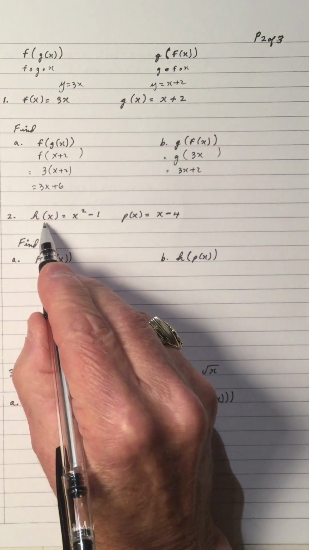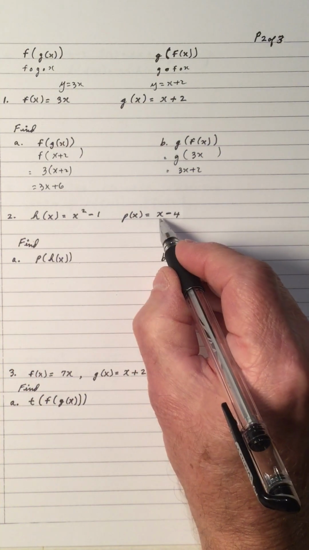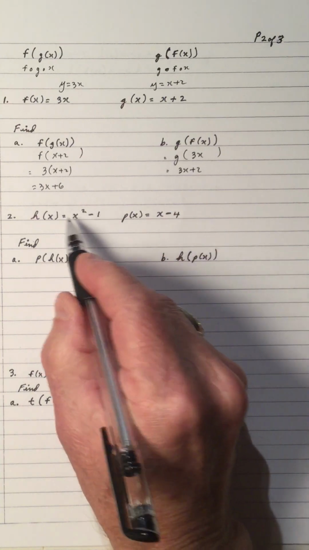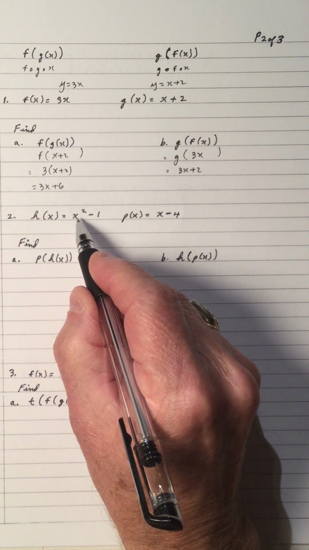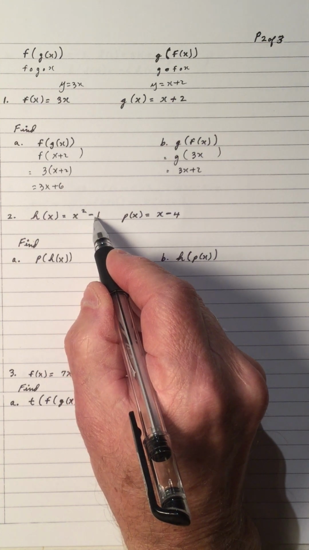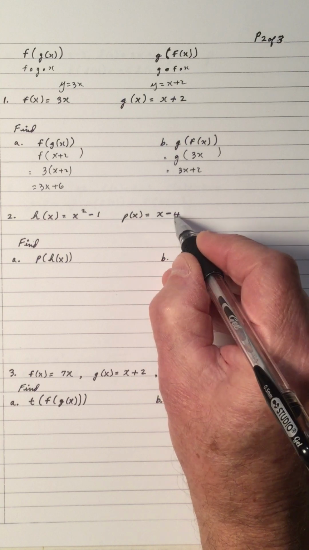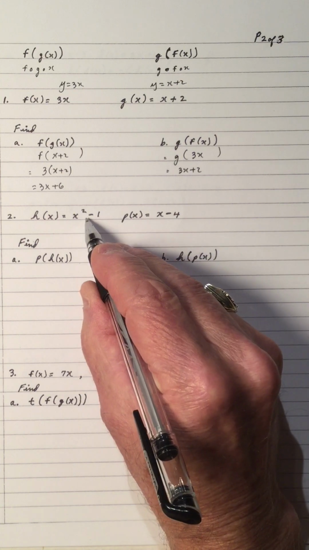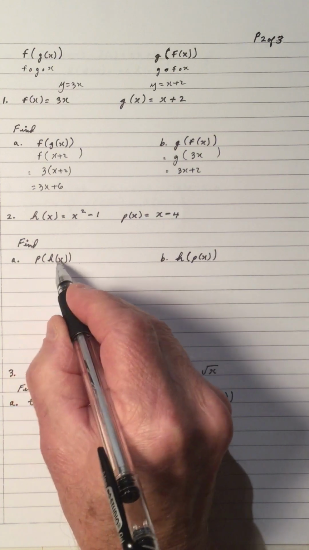Number 2, the h of x is x squared minus 1. The p of x is x minus 4. Notice the h of x is a quadratic, it's a parabola, x squared minus 1. And the p of x is a linear, with a slope of 1 and a y-intercept of negative 4. So this is the parabola and this is the line. So what about if we do the p of the h of x?